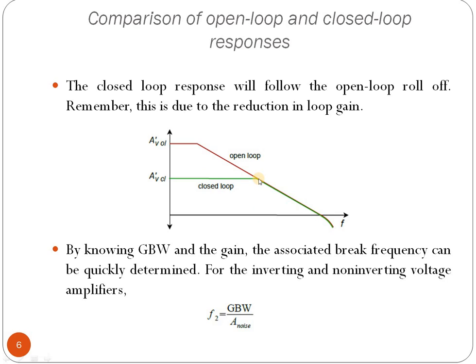For the inverting and non-inverting voltage amplifier, we can determine GBW, the gain bandwidth, and also the break frequency by using the equation F2 equals gain bandwidth divided by gain. That gain is the noise gain. It is not exactly the gain, but something like the noise gain.